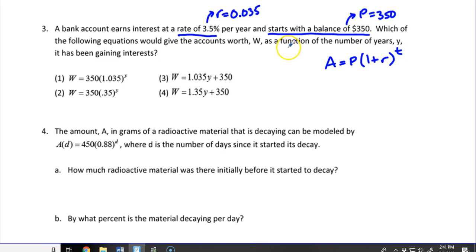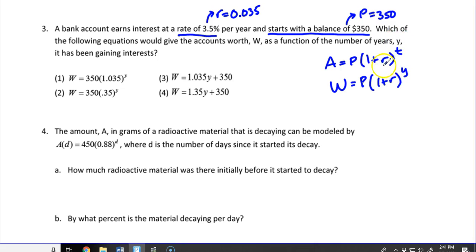And it says, which of the following equations would give us the amount in our account, or the worth of the account, as a function of the number of years? So they've kind of used W here. You can think like they're using different letters, but that's okay. They still have the same function. They're using Y as the number of years.